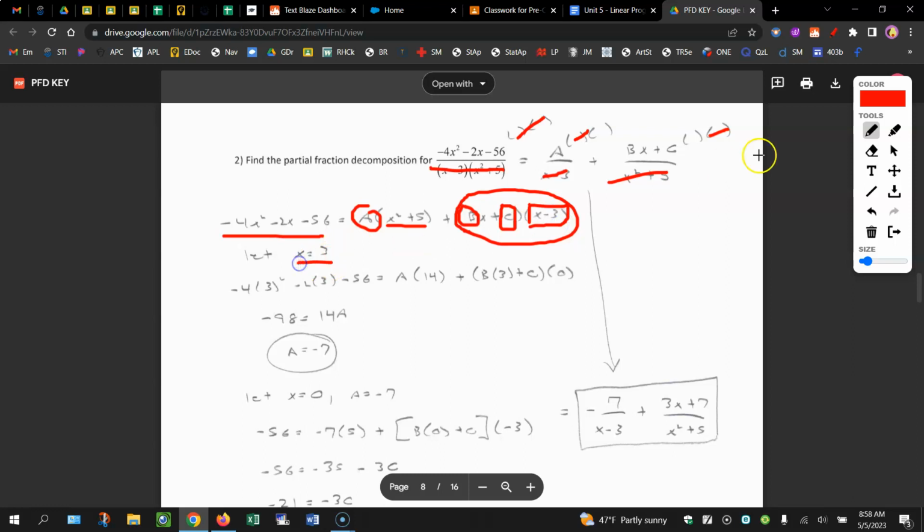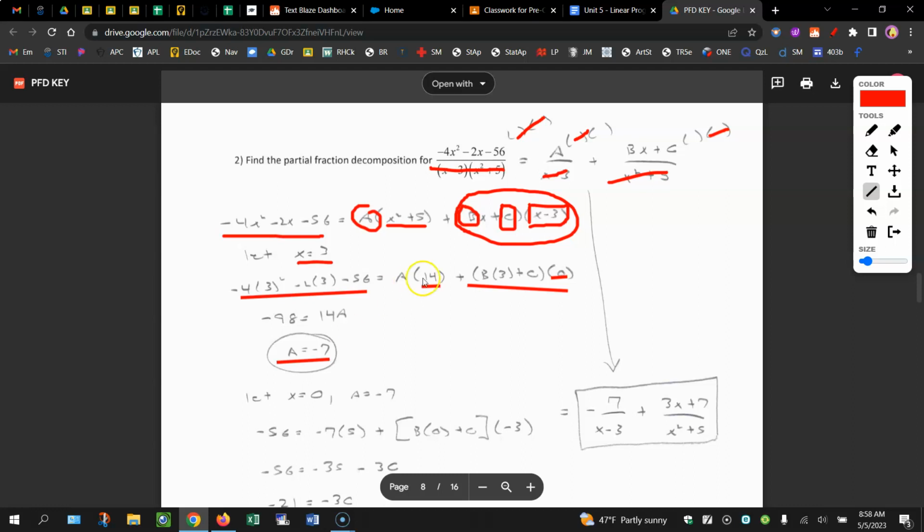x equals 3. So what you're going to do is substitute in 3 on the left side for x and the right side. So here you're going to get 3 squared is 9 plus 5. That's where the 14 comes from. 3 minus 3 is 0, so 0 times anything is 0, so this whole thing zeroes out. So you get A is negative 7. Now we know what A is.